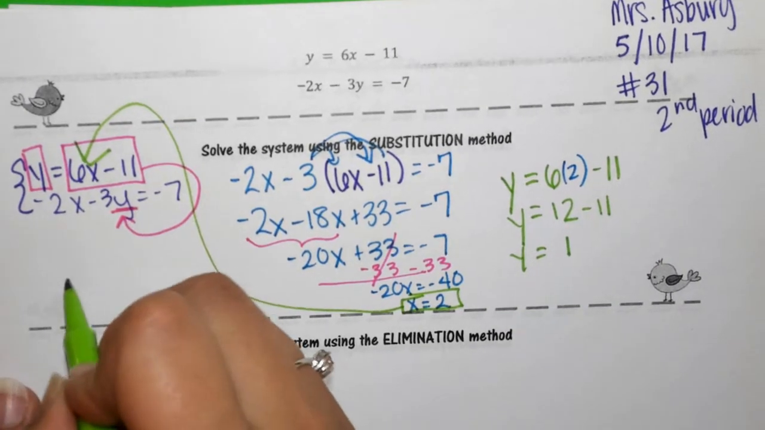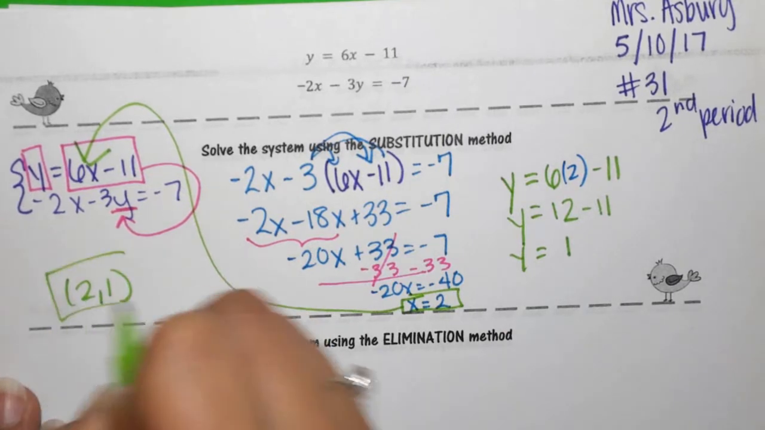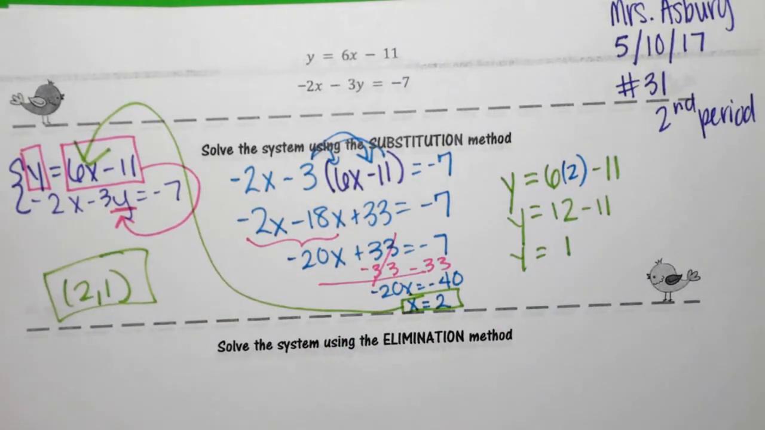Okay, so let's write (2, 1). That's it. And we just did substitution and it wasn't that painful, was it? Kinda. So all that whining about substitution for no reason, children.